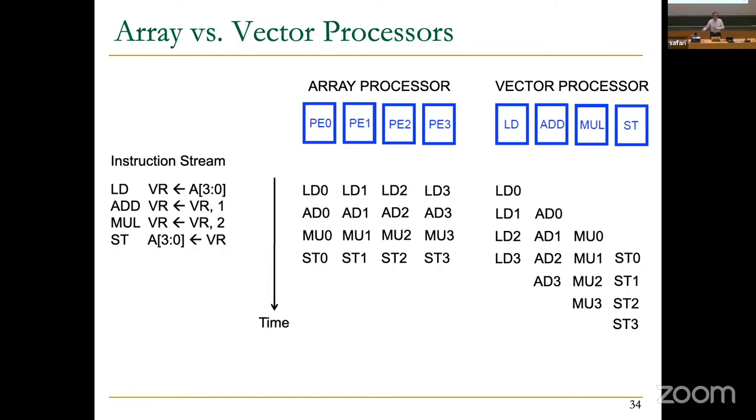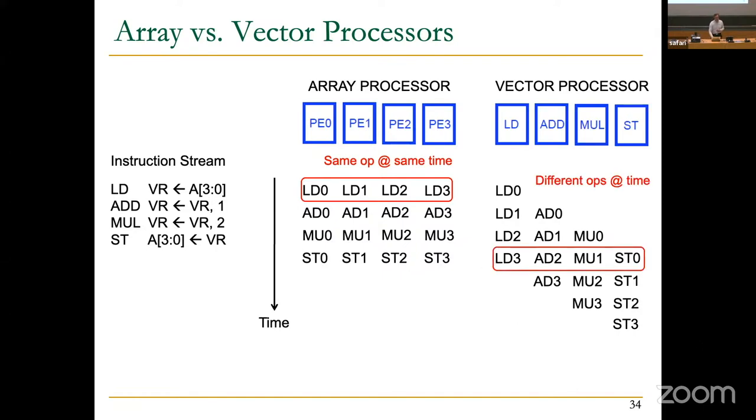Okay, you can see that a vector processor takes longer because its resources are, let's say, more frugal. It's not as expensive as an array processor. But this is the time-space difference. If you look at an array processor, you do the same operation at a given time. And this is the time axis over here, and this is the space axis. But if you look at a vector processor, you do different operations at a given time, right? And in the steady state, you're still doing 4 operations. But that steady state may take some time to reach in the vector processor, as you can see.